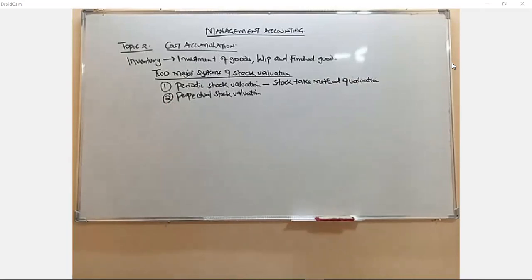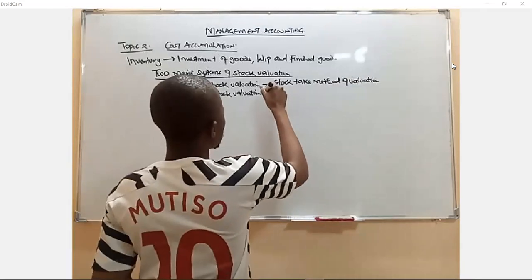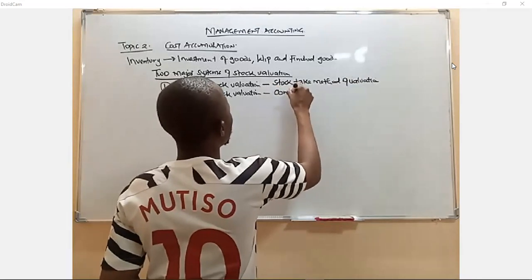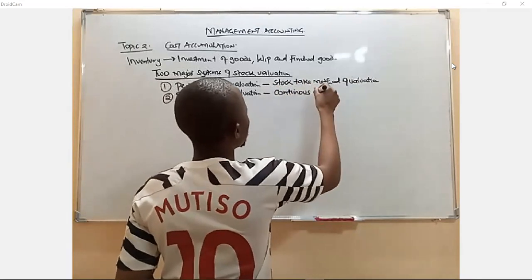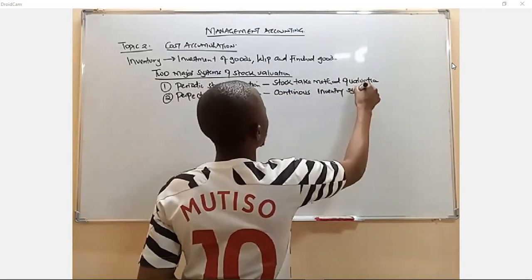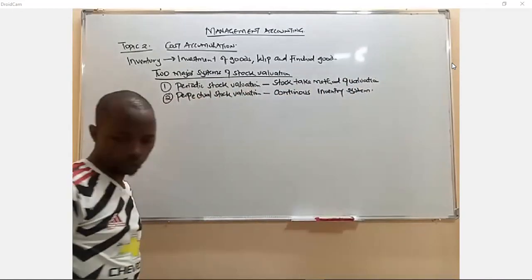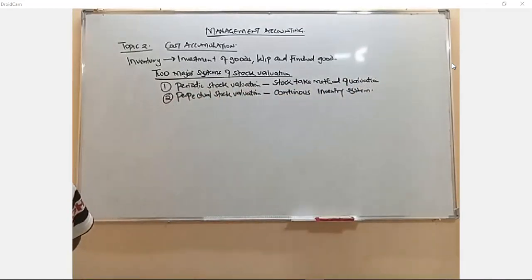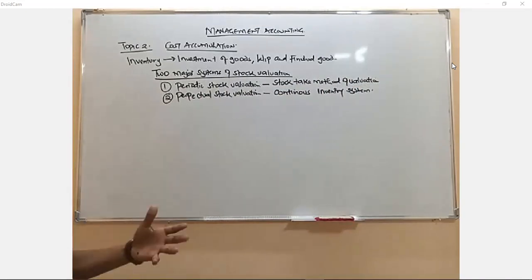Now, let us look at the perpetual stock valuation, which is normally called the continuous inventory system. And how does it work? When you look at the perpetual, the transactions are normally recorded in a system so that after each and every accounting period, the records are updated.